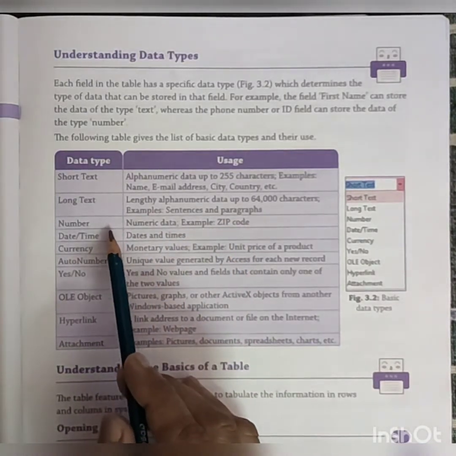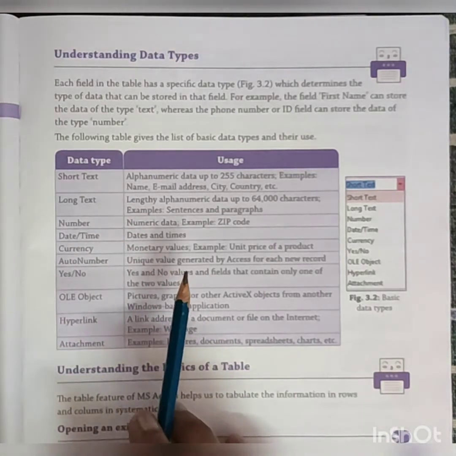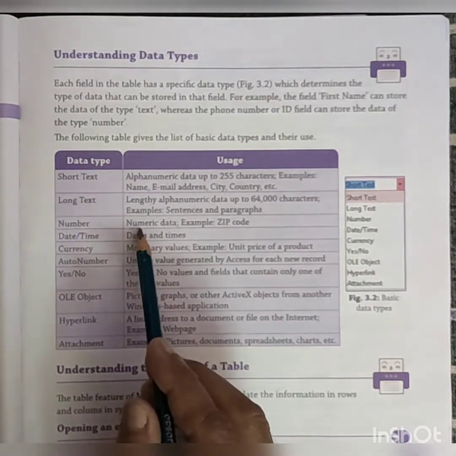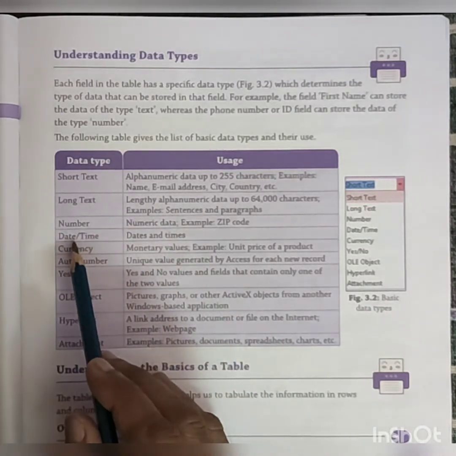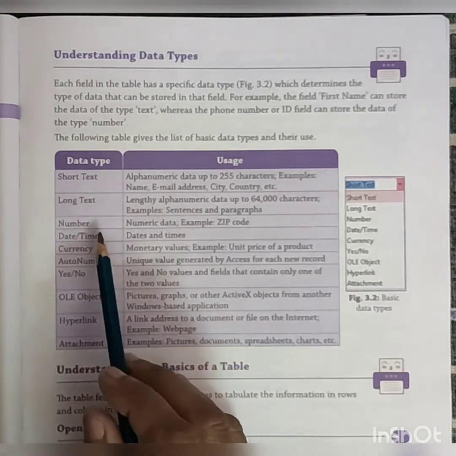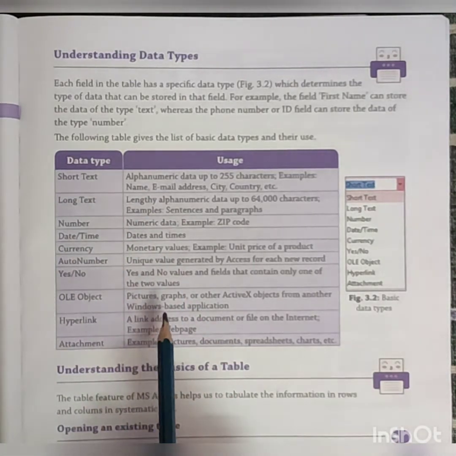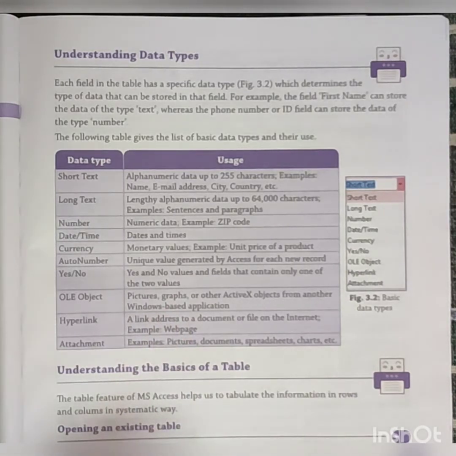Now if I want to write a zip code or a pin code, what will I do? I'll use numeric data. In the same way, if I want to insert date and time, I can put date and time, date or time. So these are the basic data types we will use in MS Access.